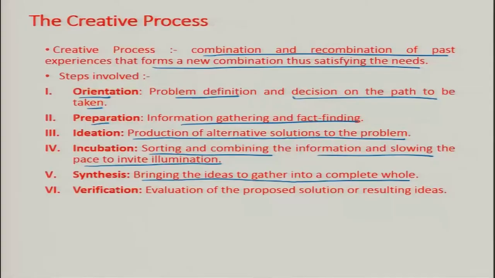Sometimes we have to just record the ideas. The first, let me say, 60% of ideas we say, okay, these are not feasible, not even preliminary feasibility is there. The 40% of ideas we take into account, but ideas are always encouraged. So after bringing the ideas together into a complete whole, we think of what the final product is, then start taking the ideas into consideration. Then verification, evaluation of the proposed solution of resulting ideas. So this is the general creative process.